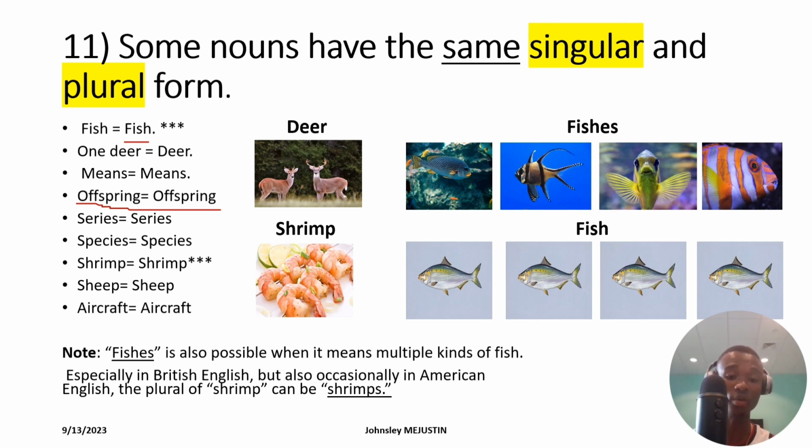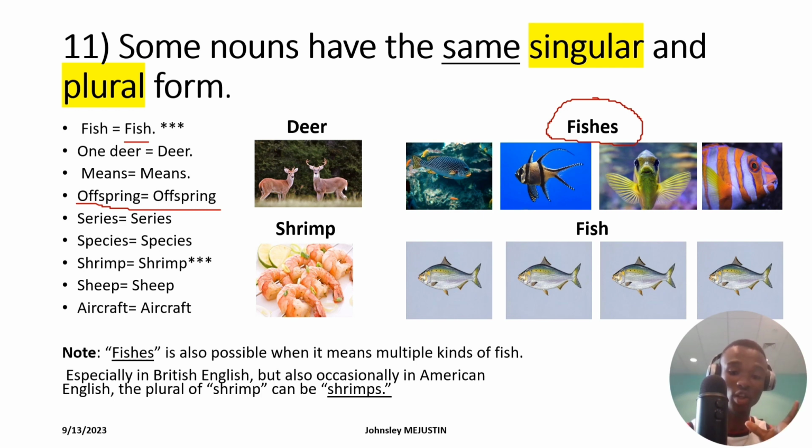The plural form of shrimp is also shrimp. Fishes is also possible. You know, the plural of fish can also be fishes. Be careful. So now what's the difference between fish and fishes? I can say 5 fishes, I can say 5 fish.